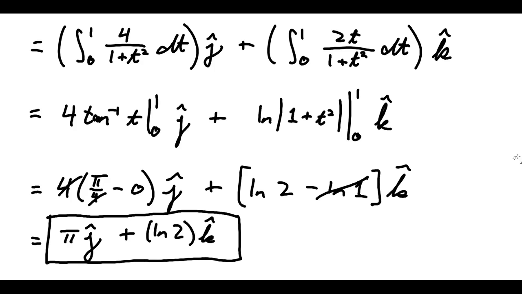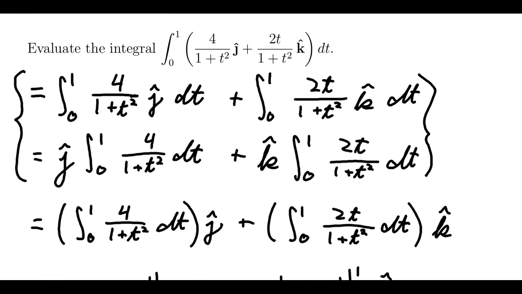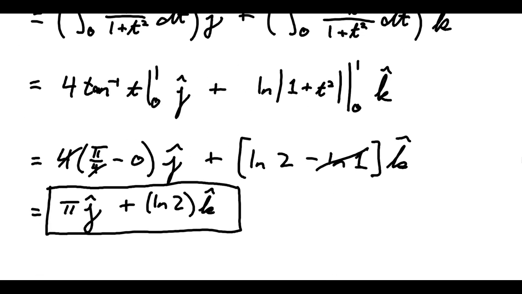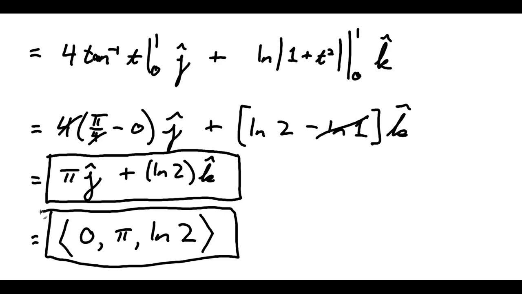So there we go. This integral from 0 to 1 of all of that dt works out and simplifies to pi j plus the natural log of 2 k. Which, if you wanted to use the component form, remember, of course, you could always write that. Be careful of which things we have here. Even though we only have two non-zero terms, these are j and k, which means we're working in a three-dimensional setting. So you could also write this answer as 0, pi, natural log of 2. That would be another way of expressing this if you prefer. Both of those are fine.